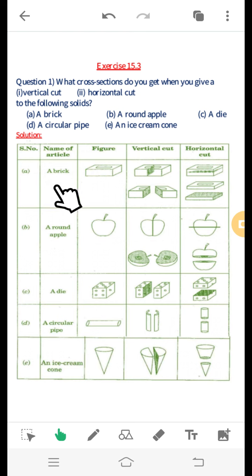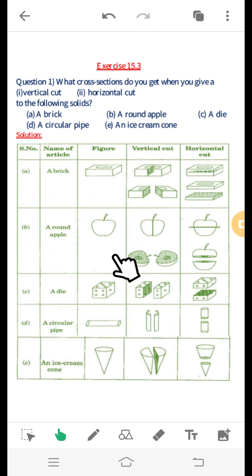A brick: first of all draw the figure, assume the figure of the brick, then do the vertical cut from that. It looks just like this one. Then horizontally cut means we have to cut just like this one, so it looks like this. A round apple: first draw the figure of the apple, then do the vertical cut, it looks like this, then do the horizontal cut, the figure is here.